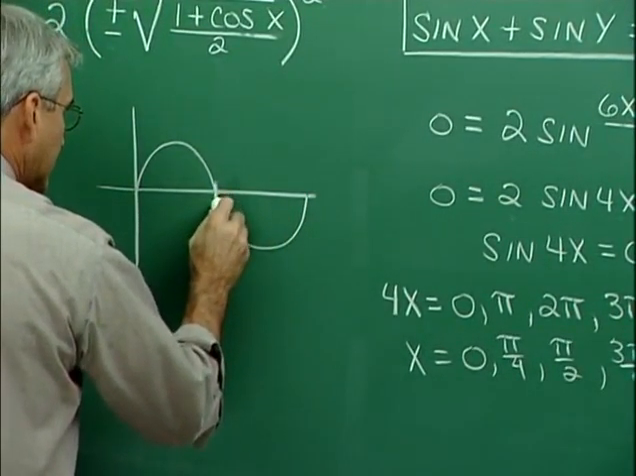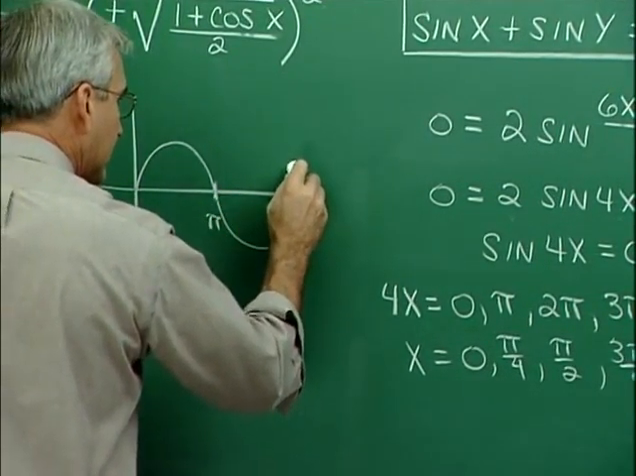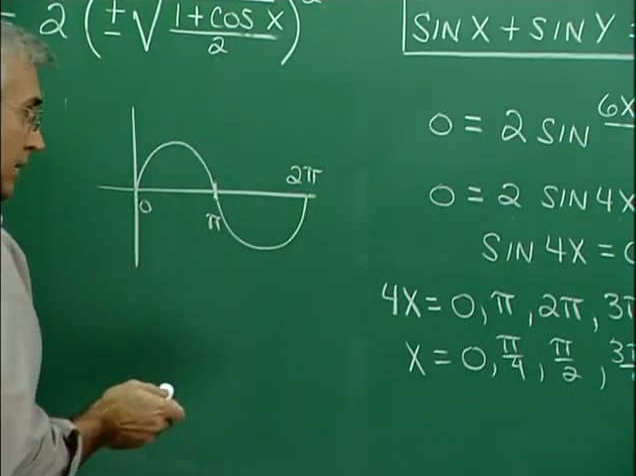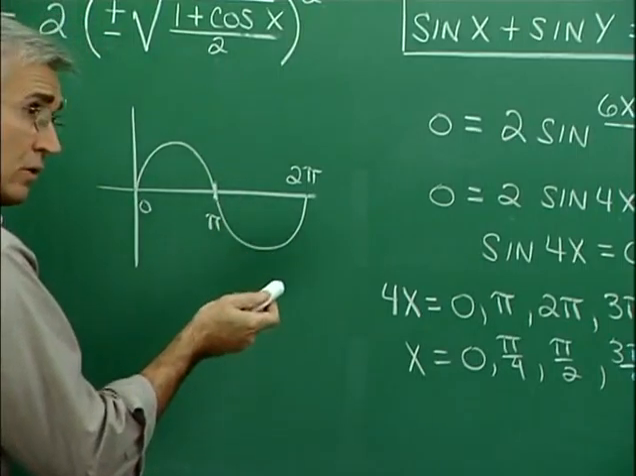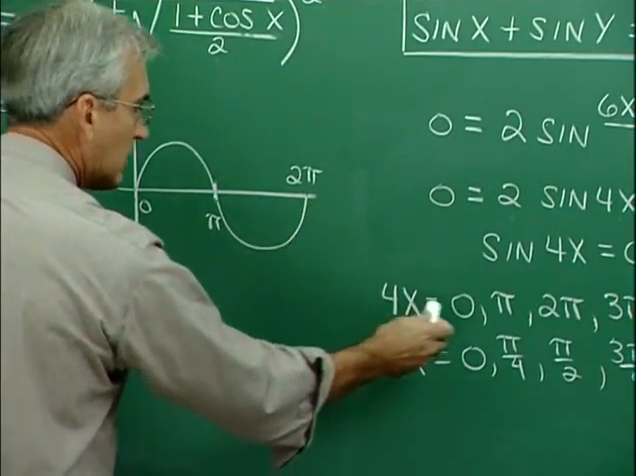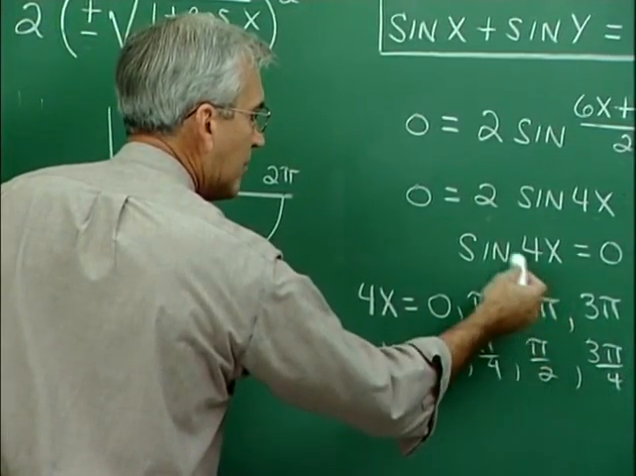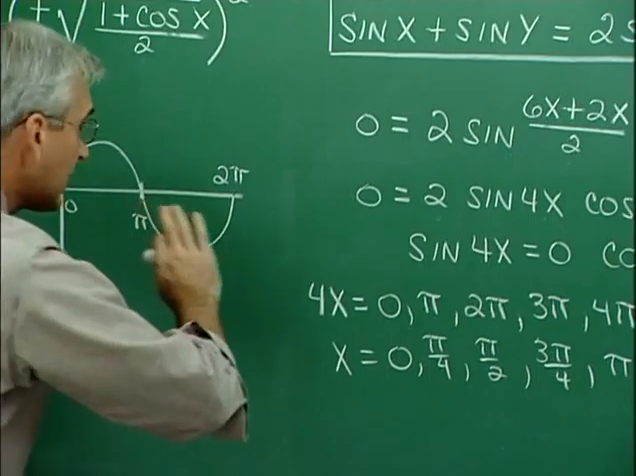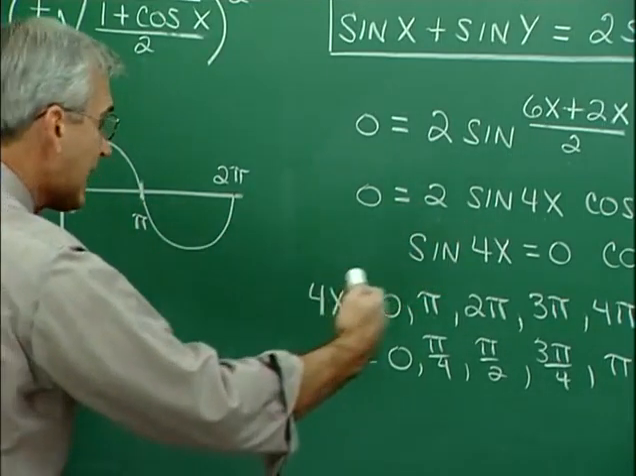And we know this position to be pi, and here's 2 pi, and here's 0. Okay, so we have zeros for angles of 0, pi, and 2 pi. So 0, pi, and 2 pi make this true. But we have to extend this out several cycles. We have to extend it out to 8 pi.